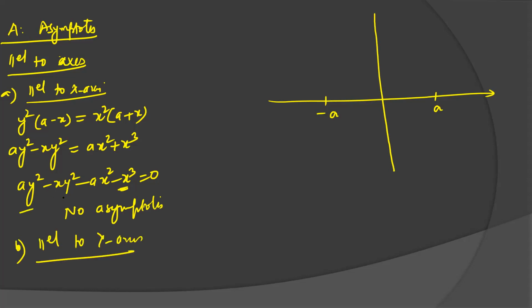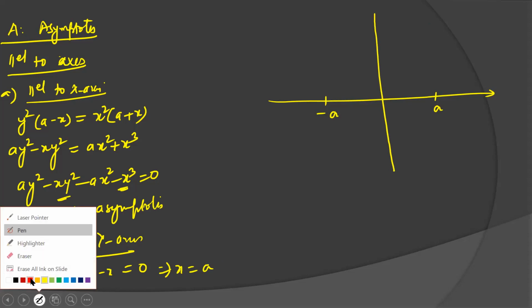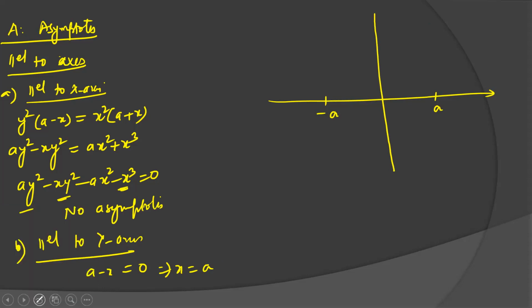The highest degree in y is 2, so the coefficient is a minus x. We have to equate the coefficient only. So the x equal to a line is an asymptote here. Wow. So you can see that this line actually becomes the asymptote here. This is our x equal to a line. Now it is an asymptote.